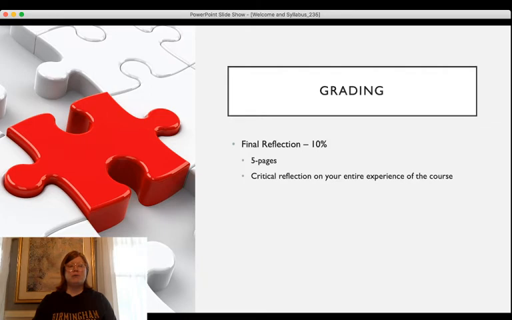Some things you might reflect on are what you expected to learn versus what you actually learned. What surprised you about what you learned in the course? How did the readings individually contribute to your knowledge? So this will be your kind of final paper that you'll turn in at the very end of the course.